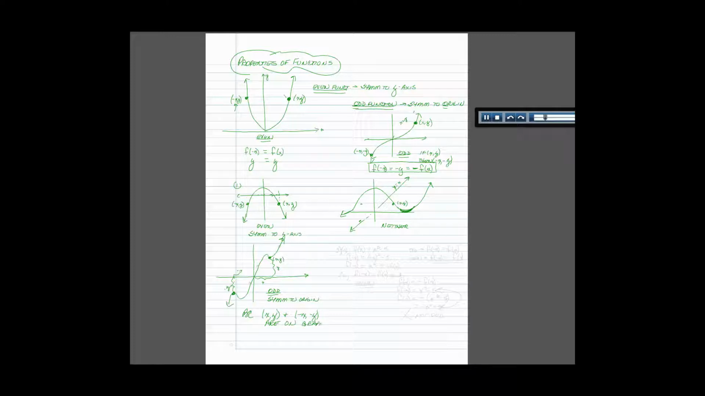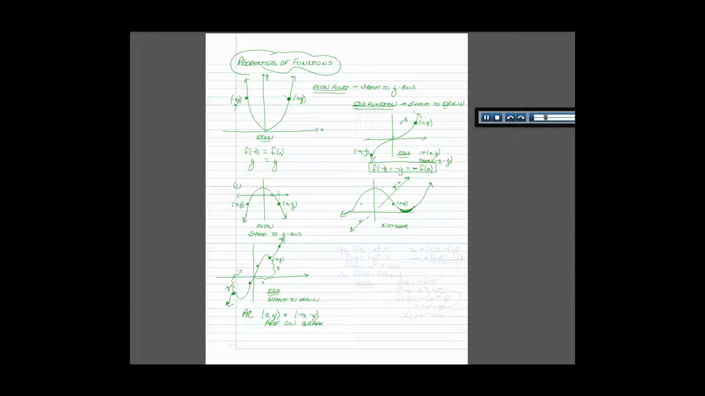For any (x, y) that I pick, I can pick any (x, y). I can pick this one, there's its corresponding point. I can pick this one, there's its corresponding point, etc., of (negative x, negative y). So symmetry to the origin makes it odd. All right, let's look at the back.